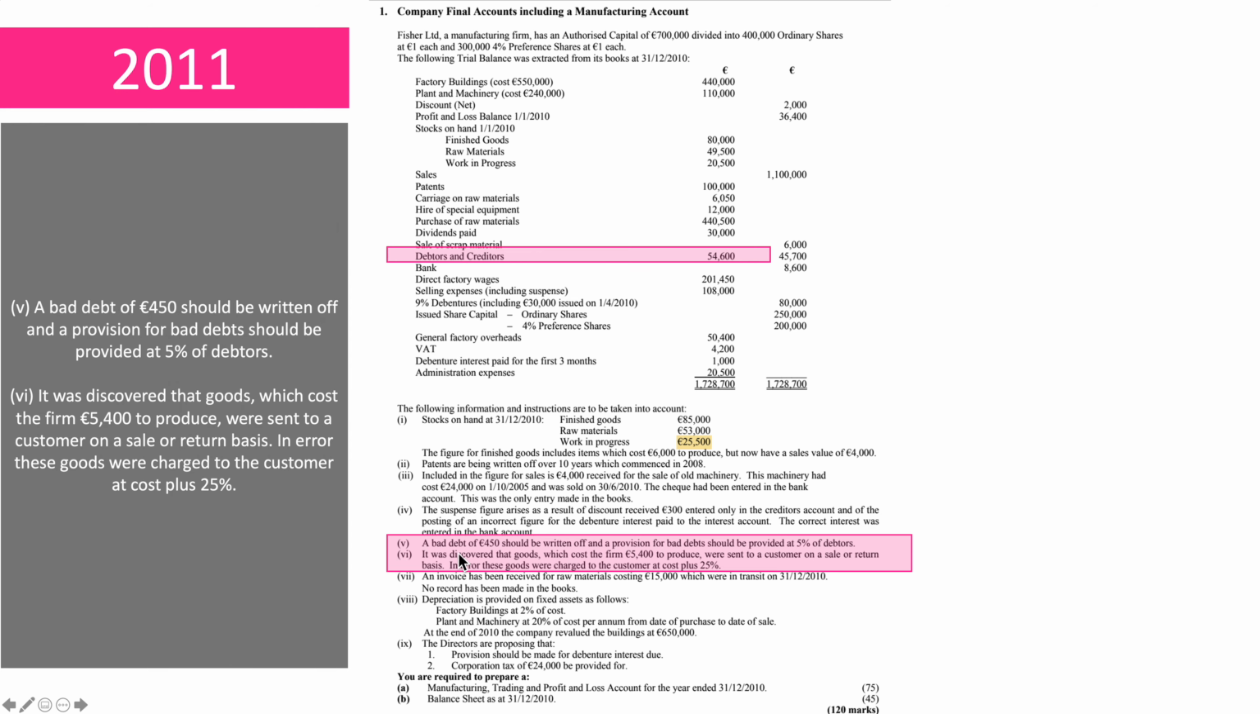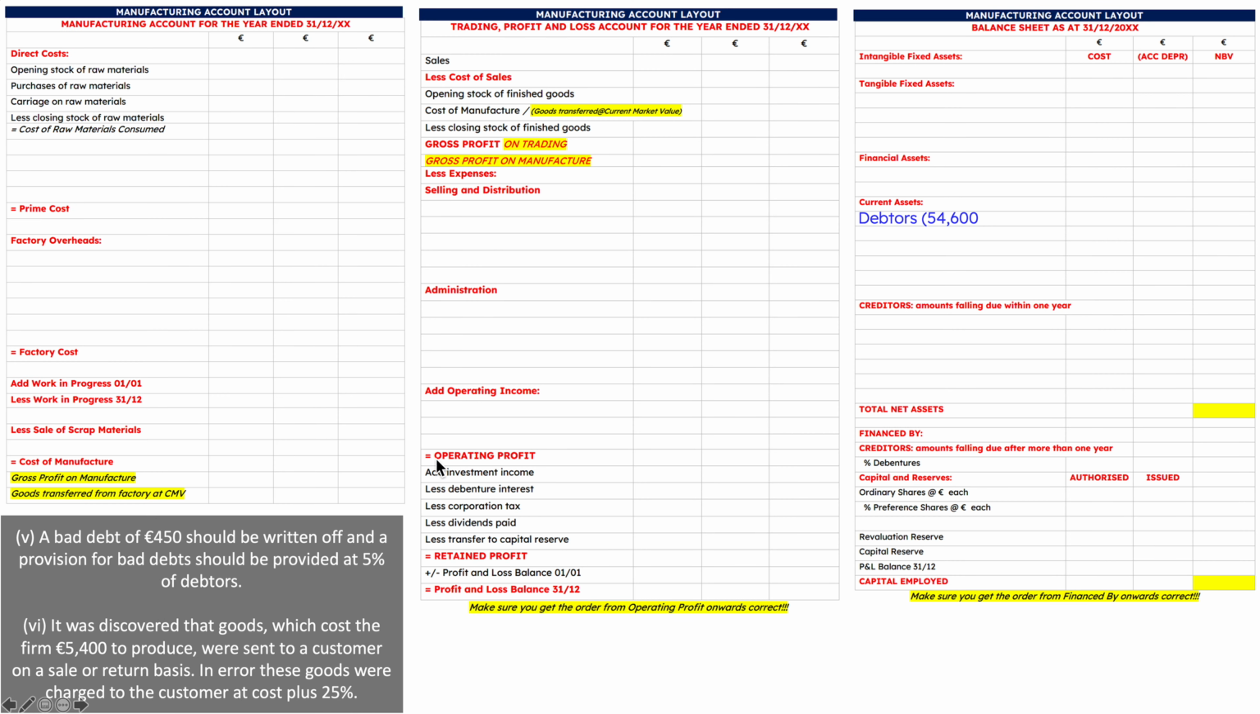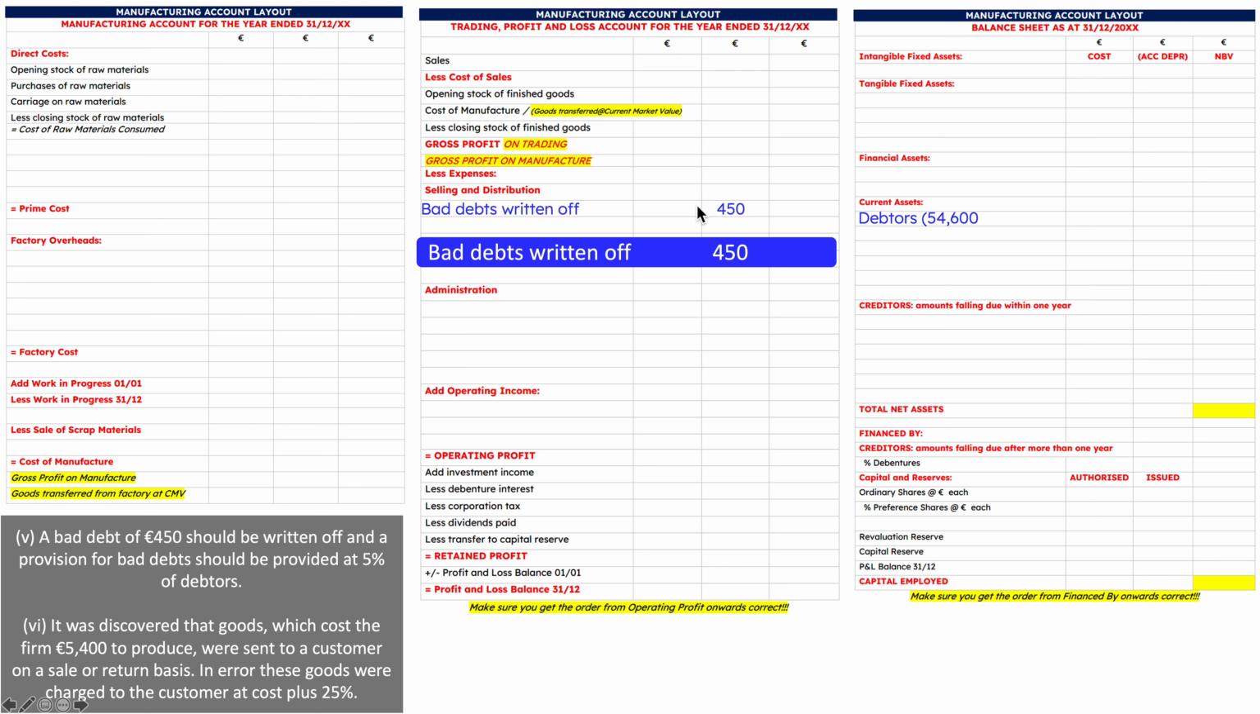Okay, so we'll do the first part first. So the bad debt of $450 should be written off. So bad debts written off here is selling and distribution expense, so $450 here, and then we minus the $450 from the debtors. Now we can't do the next part, provision for bad debts of 5%, until we finish off our debtors figure.